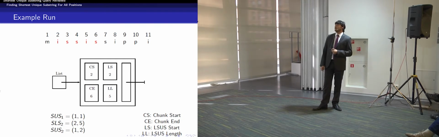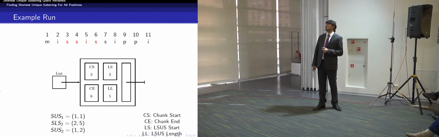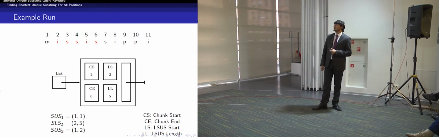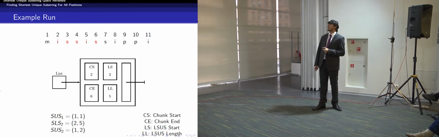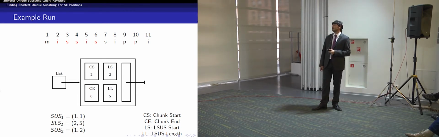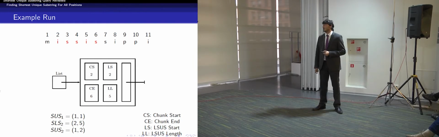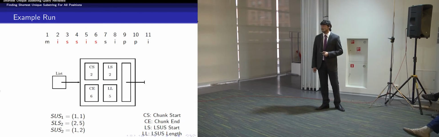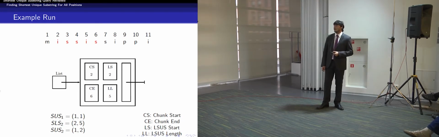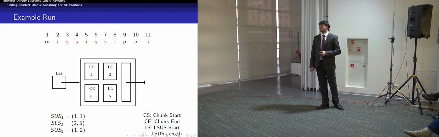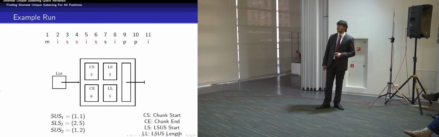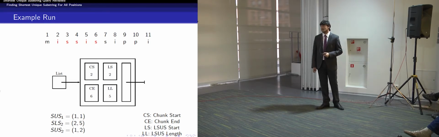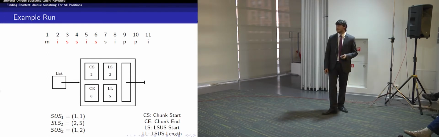We create a new node from position 2 to 6, which records the LSAS 2 with starting position 2 and length 5. The previous shortest unique substring has length 1. Our new candidate has length 5. So we compare 1 plus 1 with 5, and the shortest one will be extending the previous shortest unique substring.